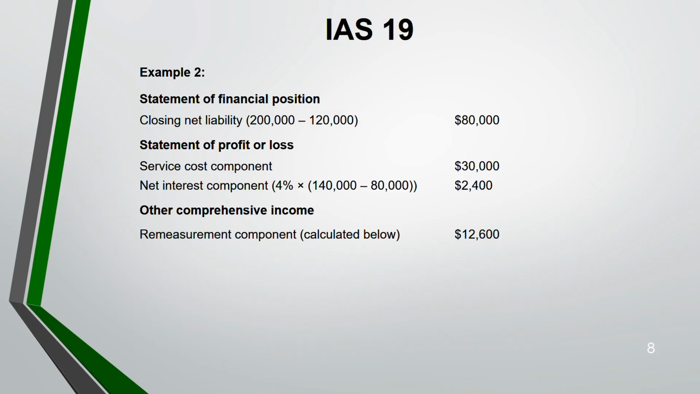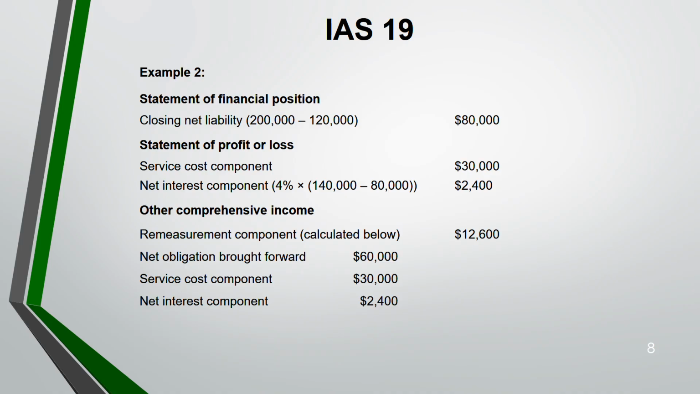Next, other comprehensive income, the remeasurement component, which is calculated below. It's a working. We'll see how 12,600 we got. So first, net obligation brought forward. Net obligation means the difference. Then service cost component 30, you have to add. Net interest, add. Contributions into plan, deduct. You have to know what to add.